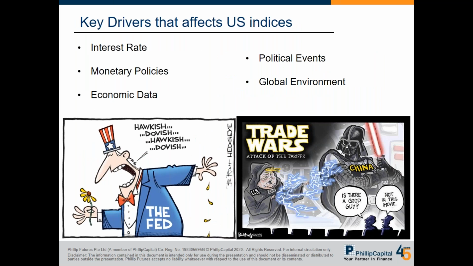So then we'll be looking at what are the key drivers that affect US indices. Actually, these key drivers affect a lot of different indices as well, not only the US. So the first thing we are looking at is actually interest rates. We must understand that there are two broad classes of assets people usually invest in. One is the equity side of things, the indices, and two is the bond side of things.